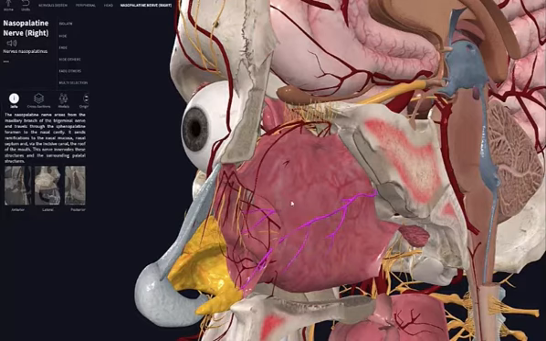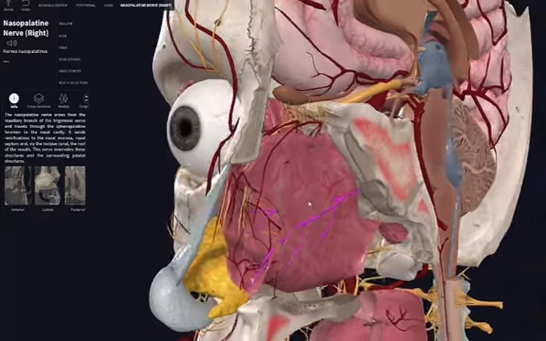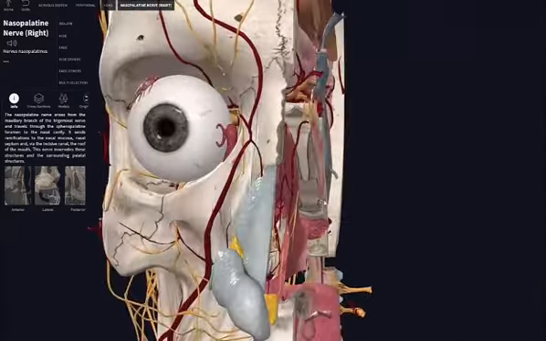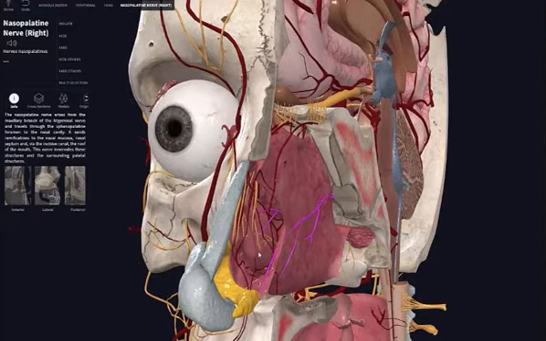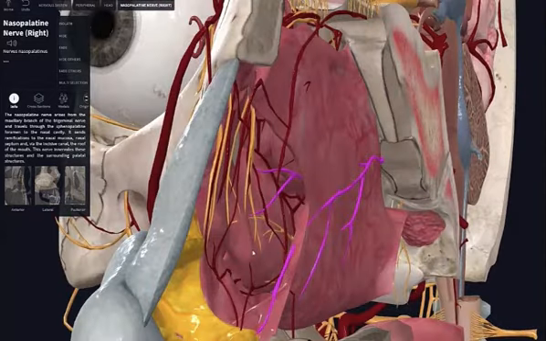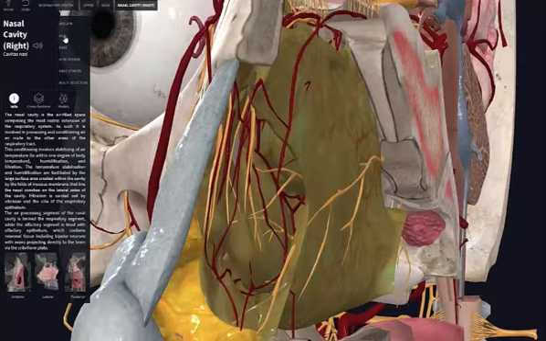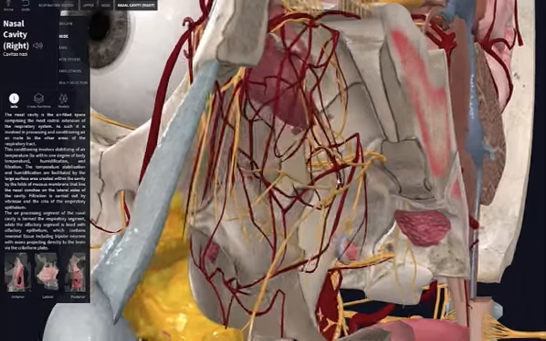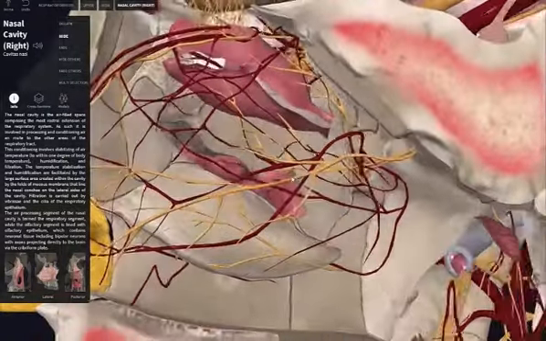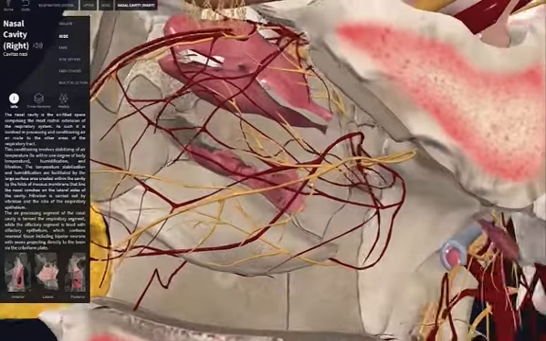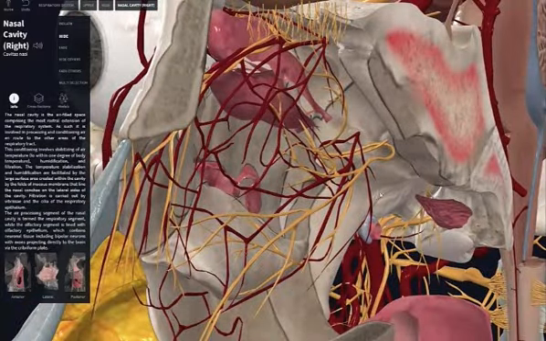So I'm going to go ahead and remove all the mucosa that lines the nasal cavity. So everything that lines the septum, but also what lines the three conchae. Down here is our inferior concha. Okay, so I'm going to hide this. And now we are left with just the arterial and the nerve supply of the nasal cavity, right?